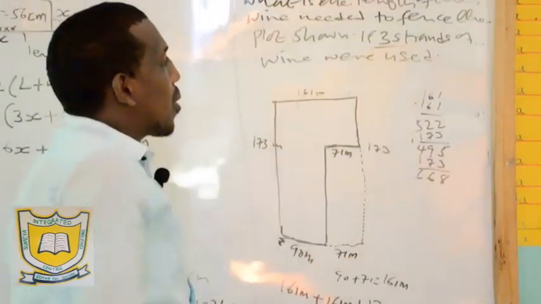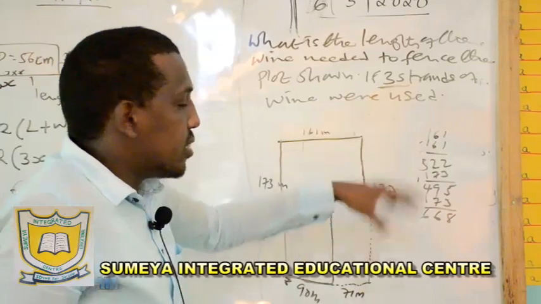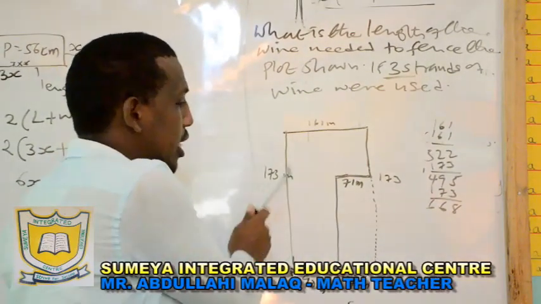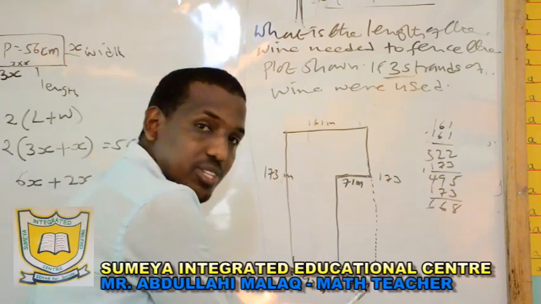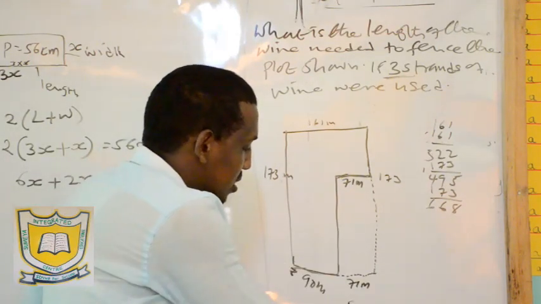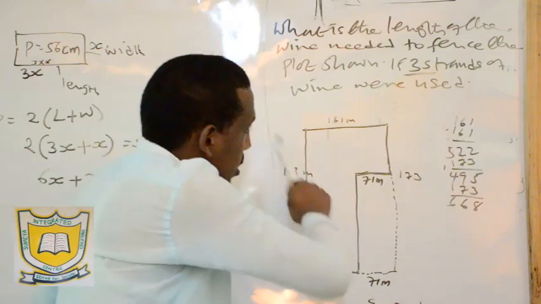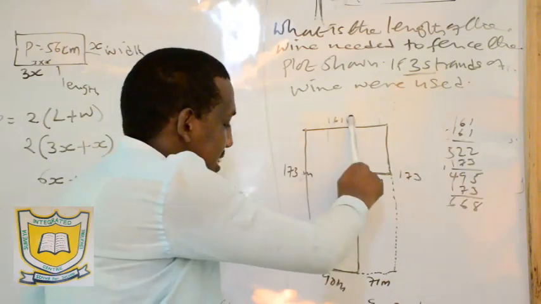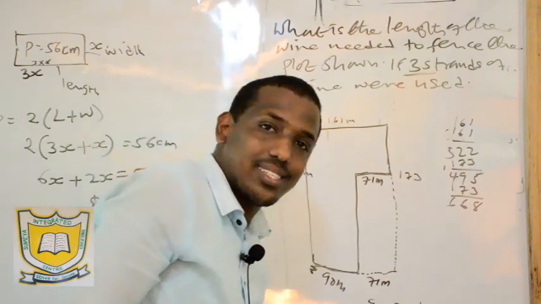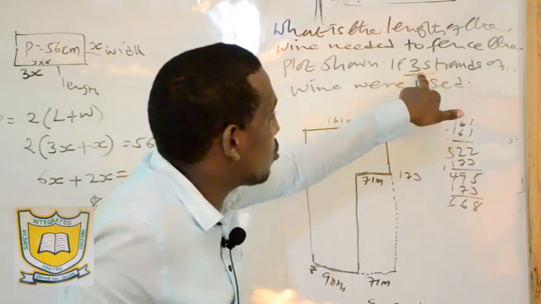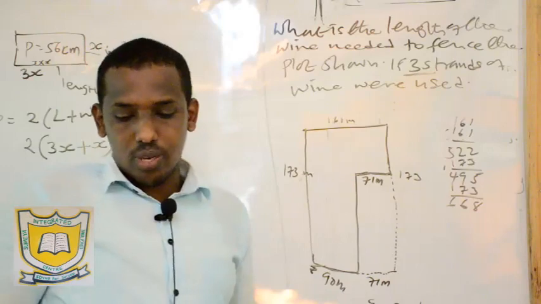What is the length of the wire needed? If it has been fenced using 3 strands of wire, what do you do? Here is 173, here is 173. Here is 71, here will be 71. 90 plus 71, 161. The whole of this length is 161, the other one is 161. 161 plus 161 plus 173 plus 173, you get 668. The key point here is 3 strands times 3, you will get that.